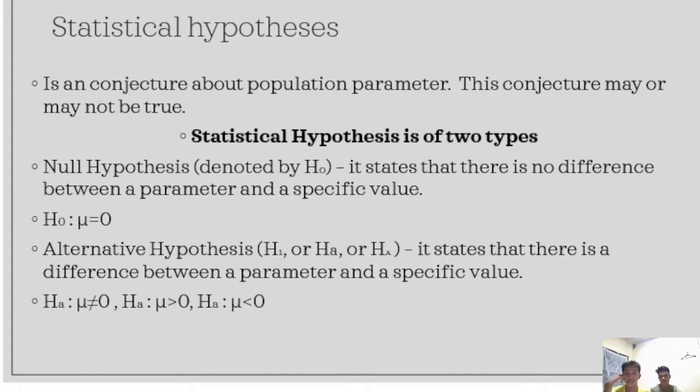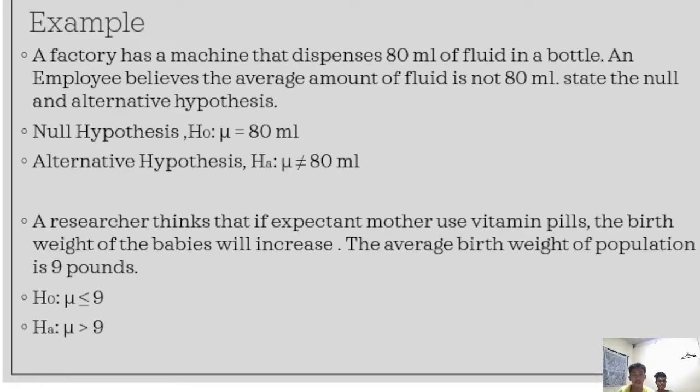Yung mga inequalities na lagi nating ginagamit sa alternative is yung not equal, greater than, or less than. Yun yung mga lagi nating tandaan. Basta lagi nating tandaan, ang null hypothesis at alternative hypothesis nagkokontrahan. Now, pumunta naman tayo sa example nung pagkuha ng null at alternative hypothesis.